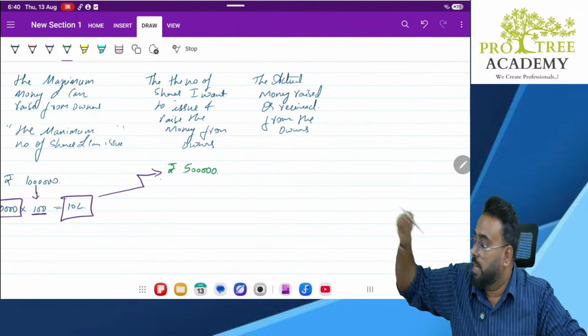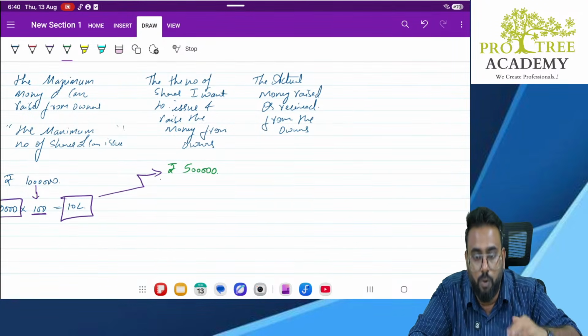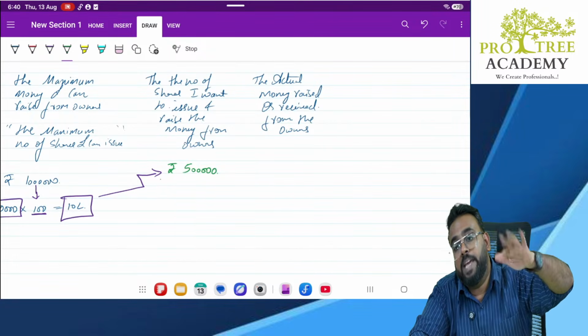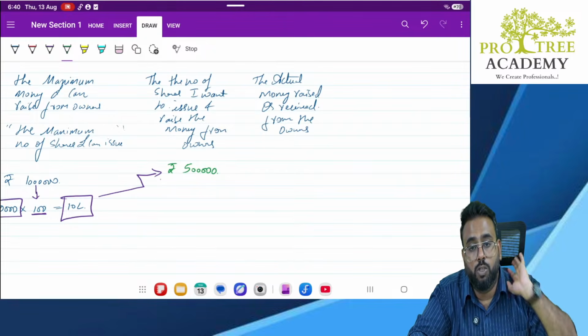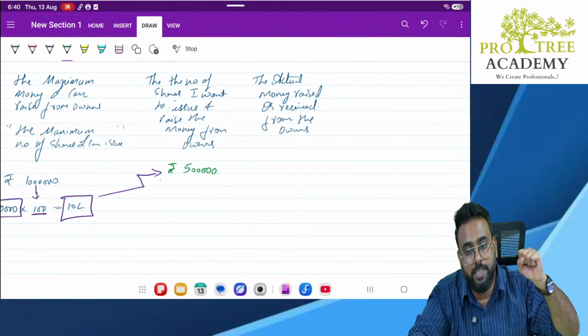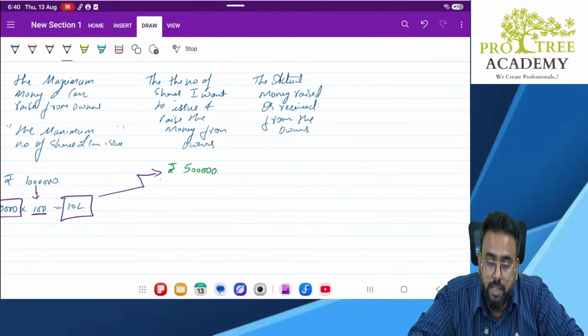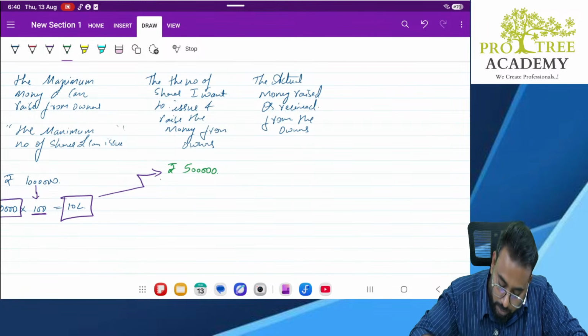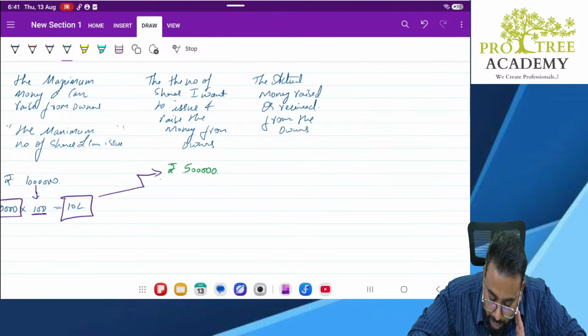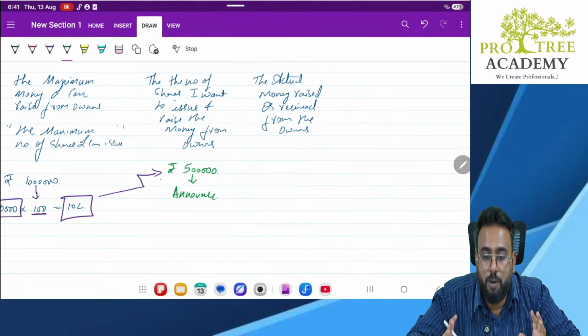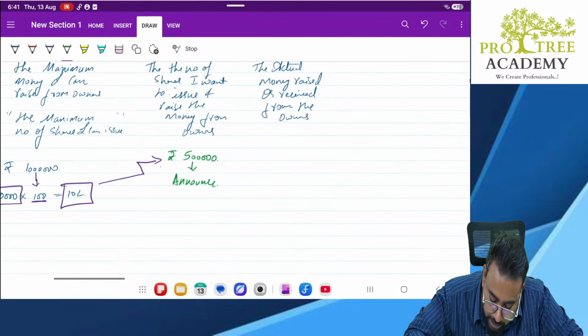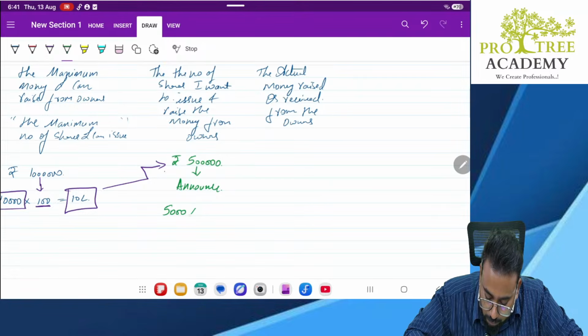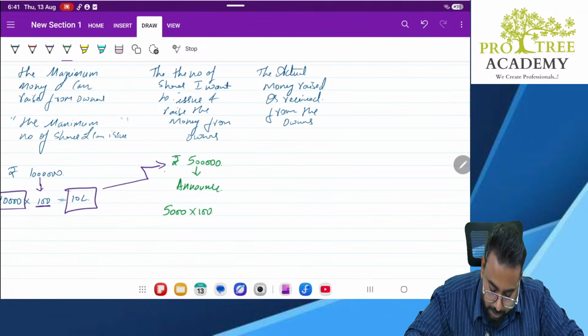Sir, then why are you keeping your maximum amount at 10 lakh? See, right now I need only 5 lakh, but in future I may need another 5 lakh. So while taking the permit itself, I want to take up to 10 lakhs. Understood, everybody? So 5 lakh I want to raise. I am going to announce that I want 5 lakh money for my company. Whoever is interested, please subscribe to this. So 5 lakh means how many shares am I issuing? I am issuing 5,000 shares of 100 each.